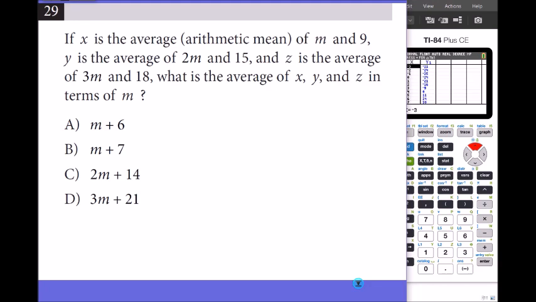29. If x is the average of m and 9, y is the average of 2m and 15. So let me write it. X is the average of m and 9, so you add them and divide by 2. Y is the average of 2m plus 15. Right, you add them first and divide by the number of terms.